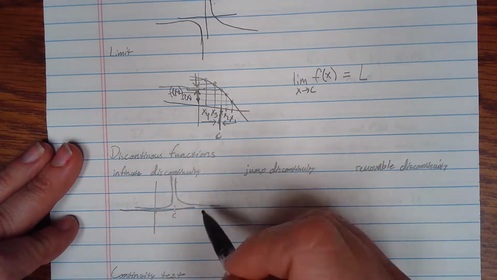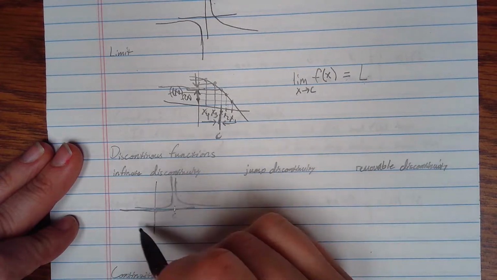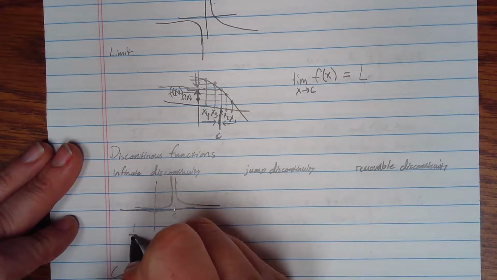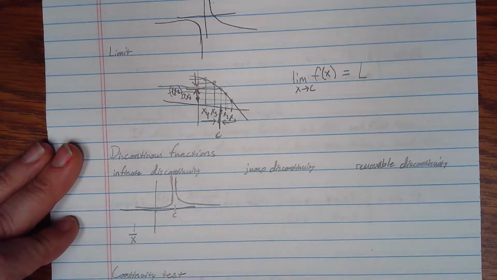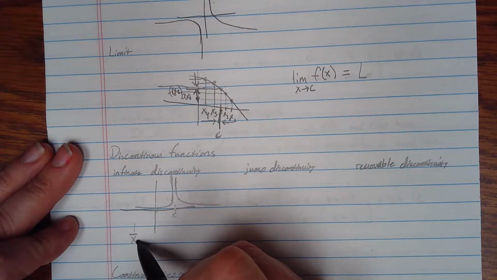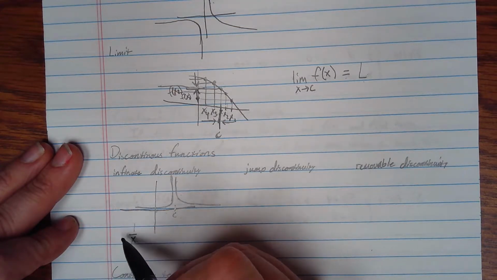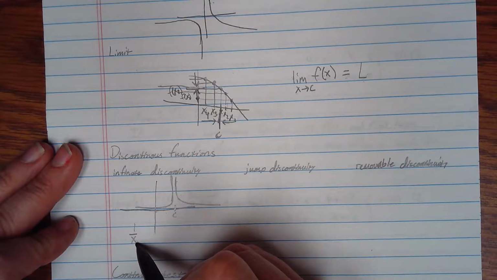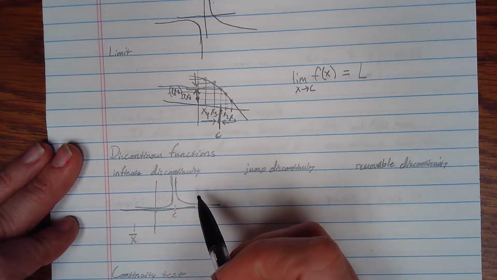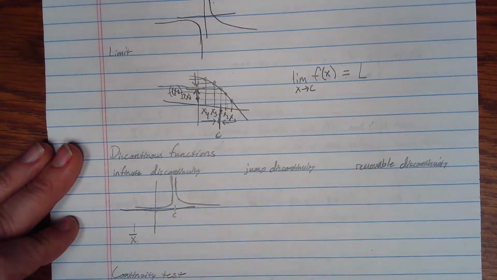Now, often when you're seeing this, you're going to see something like 1 over x. Because as I get closer and closer to 0, in this case, I'm going to get a really big number. For example, when x is 1/2, I get 2. When x is 1/3, I get 3. When x is 1/4, I'd get 4.